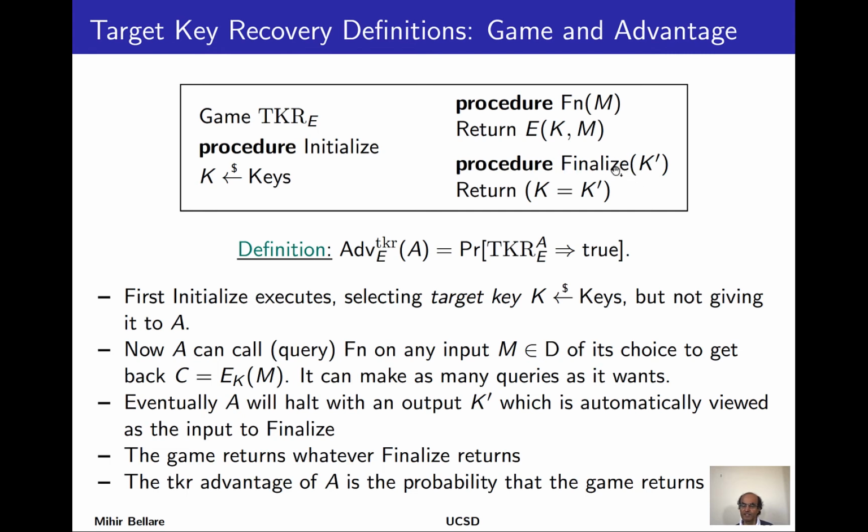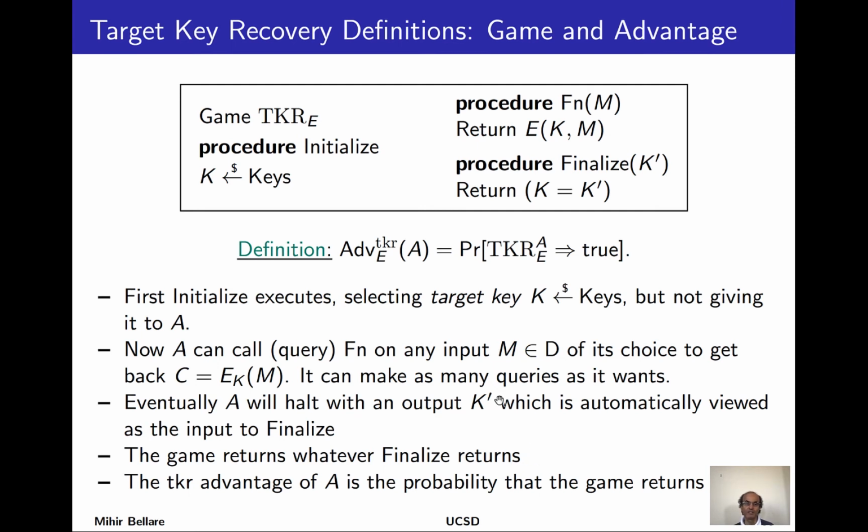It'll call this procedure finalize. Alternatively, it will simply halt with a certain output, and that finalize procedure is viewed as automatically called. That finalize procedure will take this adversary provided key and test whether or not it matches the target key over here. If it does, the game returns true, otherwise false. This is a Boolean. You evaluate the Boolean expression K equals K prime, you get back either true or false, and you return that Boolean. Whatever is returned there is called the output of the game. That's what finalize returns. What the game returns is what finalize returns.